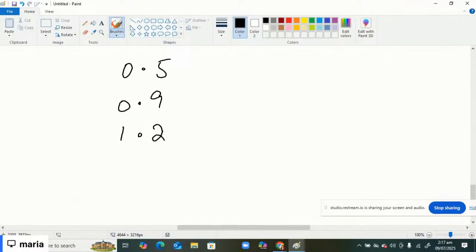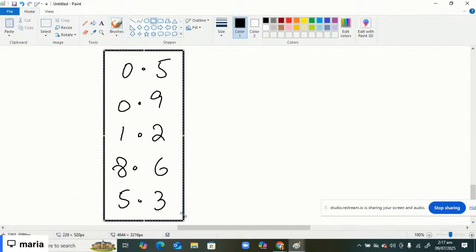0.9, 1.2, 8.6, 5.3. Let's suppose here are these all digits.